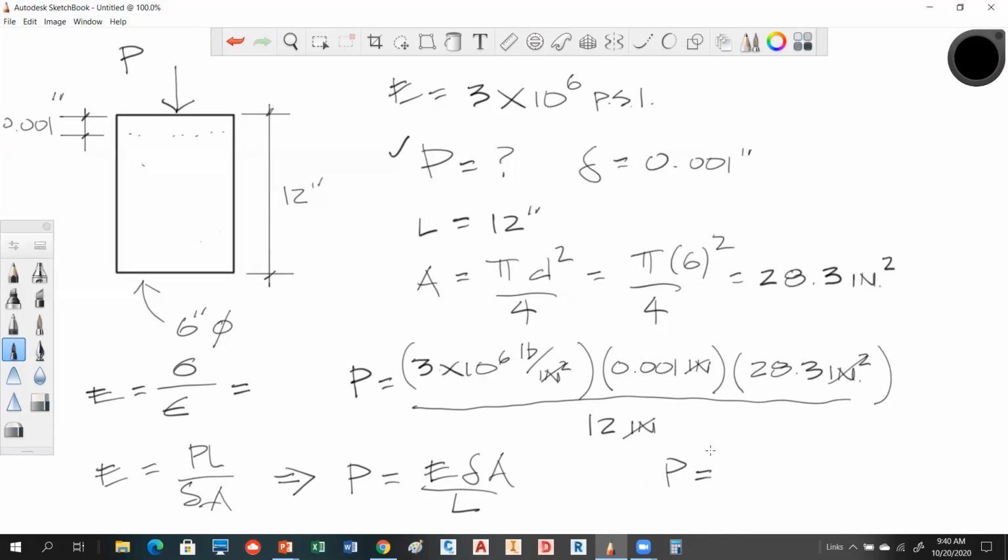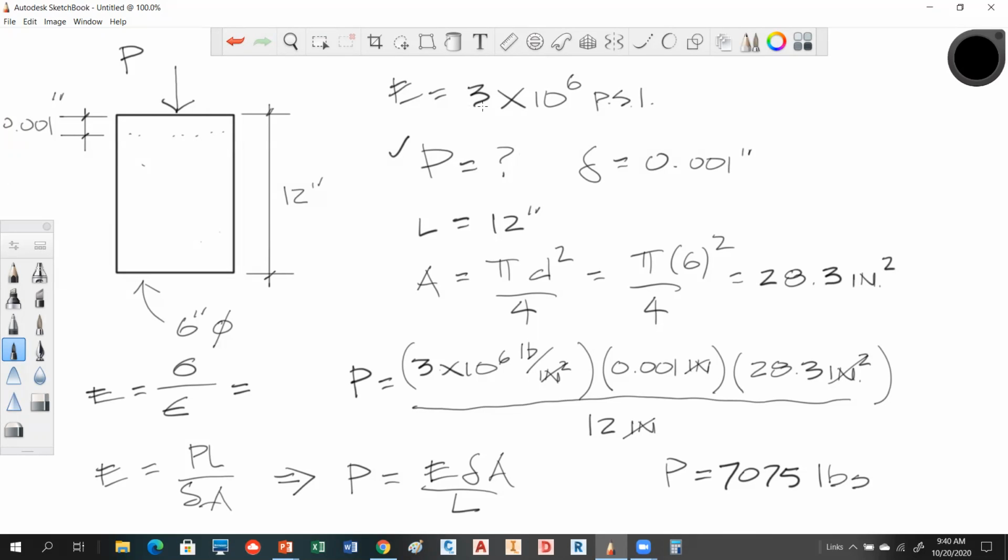I came up with 7,075 pounds. So 7,075 pounds was required to force this. And now notice we were able to use this, which now gets material in that. Has everybody seen how that works?